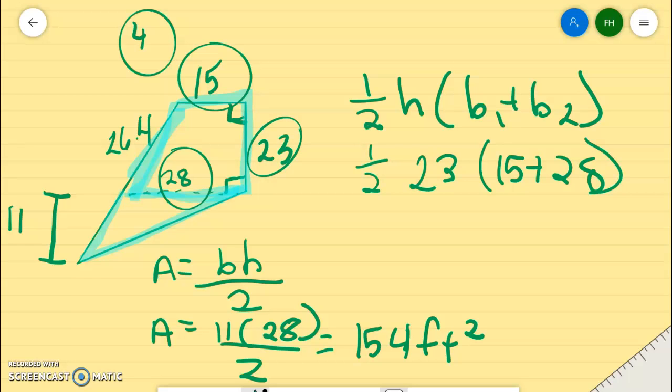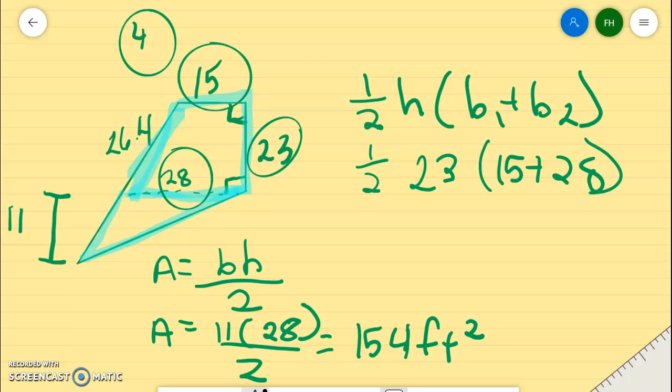So that's the hardest part, figuring out what your bases are and what your height is in the problem. But your bases won't be slanted, so don't ever use anything slanted for that. And your height should be straight up and down.